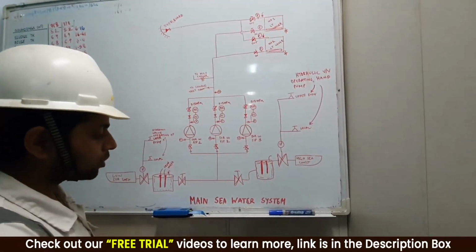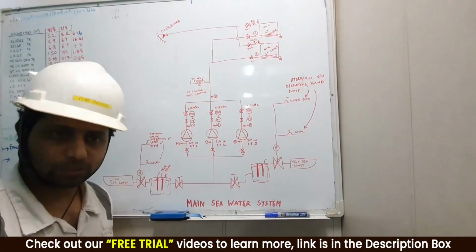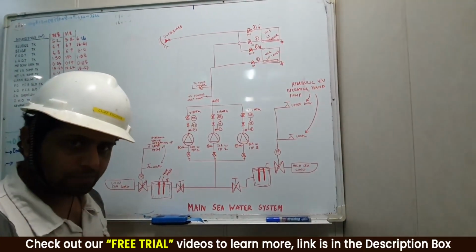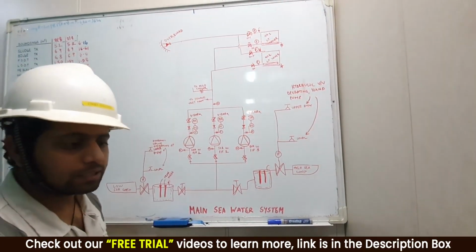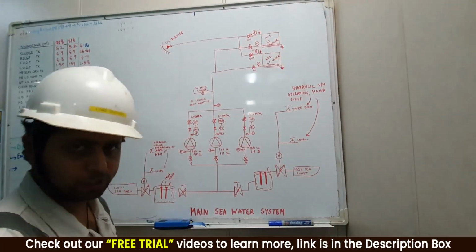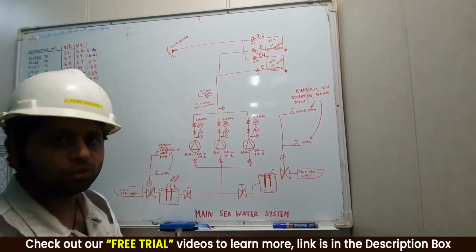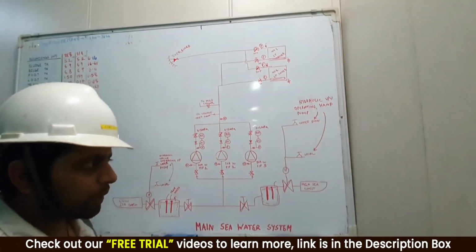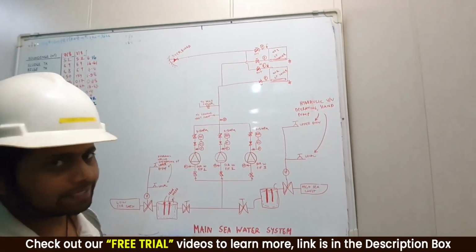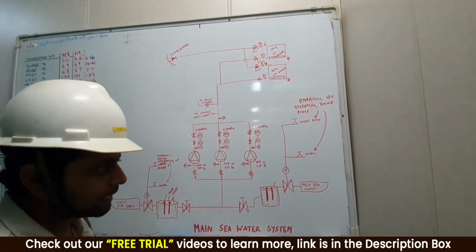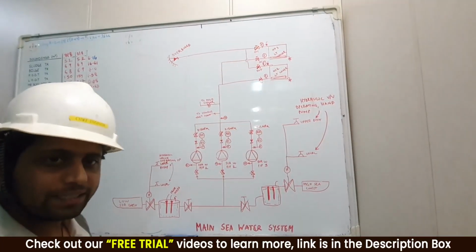Today I am going to talk about the main sea water system on board ship. I have told you so many times, I'll tell you again, the line diagram is the heart of an engineer's understanding. If you are a junior engineer or a fourth engineer, knowing your line diagrams well and why each thing is fitted where it is, is very important. So I wanted to give a few examples of why it was done this way and why these things are fitted.